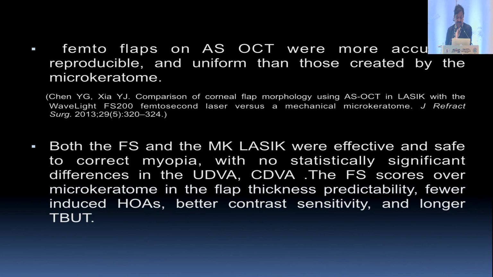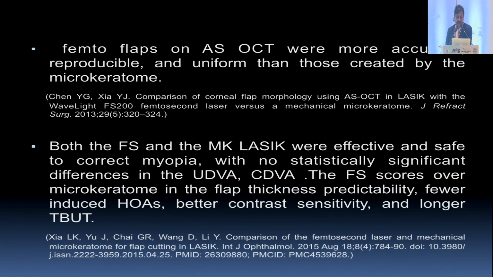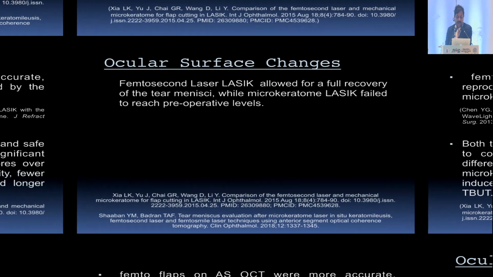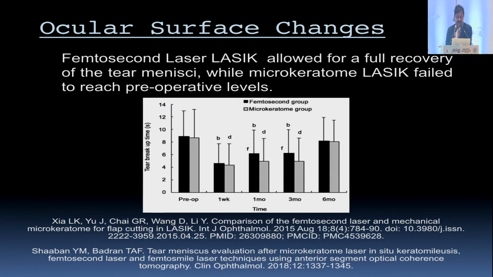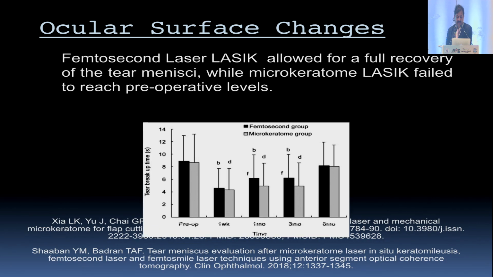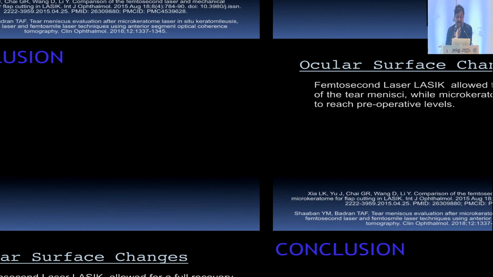There's no statistically significant difference in the uncorrected and the corrected visual acuity, though the femtosecond scores over the microkeratome in terms of the predictability of the flap thickness, fewer induced higher order aberrations, better contrast, and a longer tear breakup time. When you talk of the ocular surface changes, the femtosecond laser allowed for a full recovery of the tear meniscus as compared to the microkeratome, which failed to reach the preoperative levels.